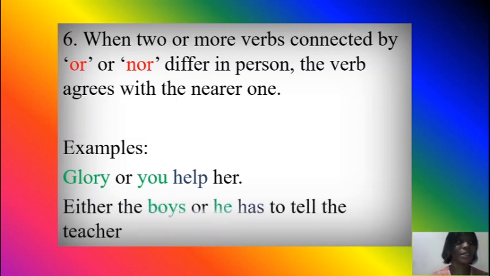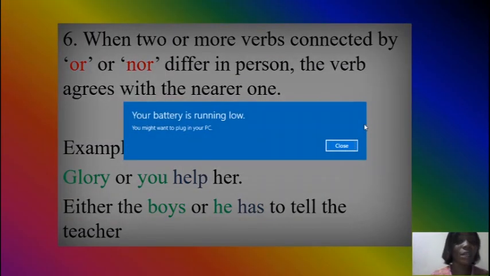Let's look at the second example. The second example says, either the boys or he has to tell the teacher. Now, boys is a plural subject, and that is the first subject in that sentence. He is a singular subject. It is actually a third person pronoun. And being that he is singular, the verb that comes after it, since it is the subject closest to the verb, should be a singular verb, not a plural verb.